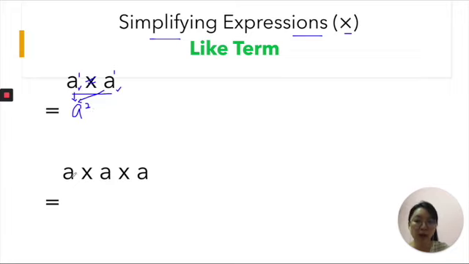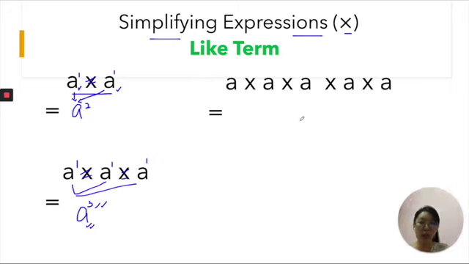If I have A times A times A, very long one, can I try to put it in a very short term? Yes, I can throw away these times. And A, the same thing, appears 3 times. So same A, I put down A. Appears for 1 time, 2 times, 3 times. I put a little 3 up there. So this is A cube or A to the power of 3.